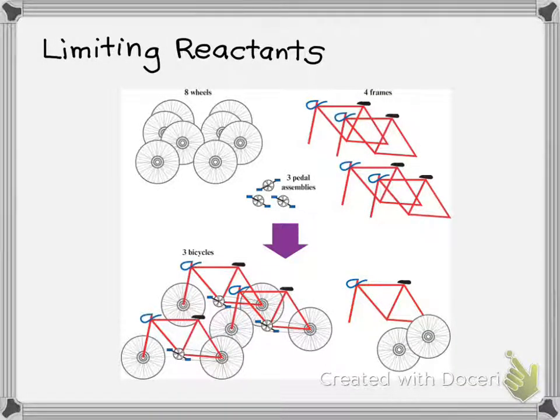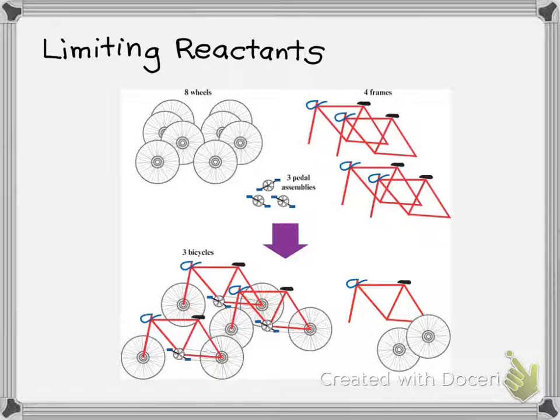One part of stoichiometry calculations is something called limiting reactants. Before we see how it applies to chemistry, let's see if we can understand how sometimes processes are limited. So the example in your textbook talks about putting together some bicycles.